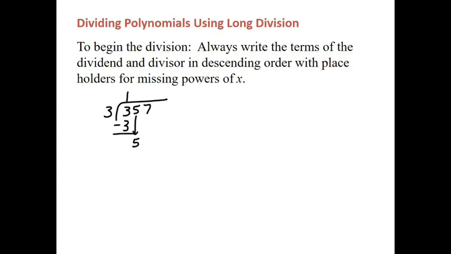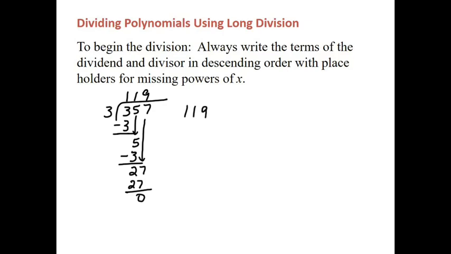3 will go into 5 one time. 3 times 1 is 3. Change the sign, add them, so you get 2. Then I'm going to bring down this 7, and 3 will go into 7 9 times, and so there's not a remainder. 9 times 3 is 27. There's not a remainder. So this answer is written 119.